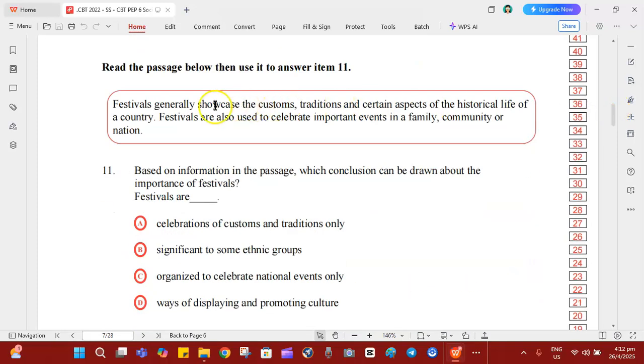All right. Festivals generally showcase the customs, traditions, and certain aspects of the historical life of a country. Festivals are also used to celebrate important events in a family, community, or nation. Based on information in the passage, which conclusion can be drawn about the importance of festivals? A says festivals are celebrations of customs and traditions only, which makes it wrong. B says festivals are significant to some ethnic groups, which makes it wrong because it's significant to all ethnic groups.